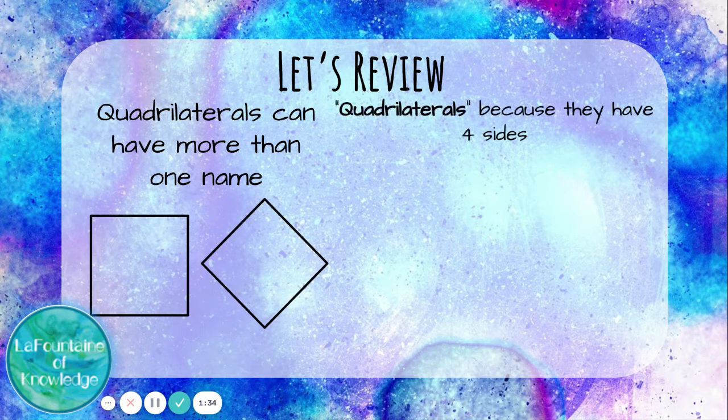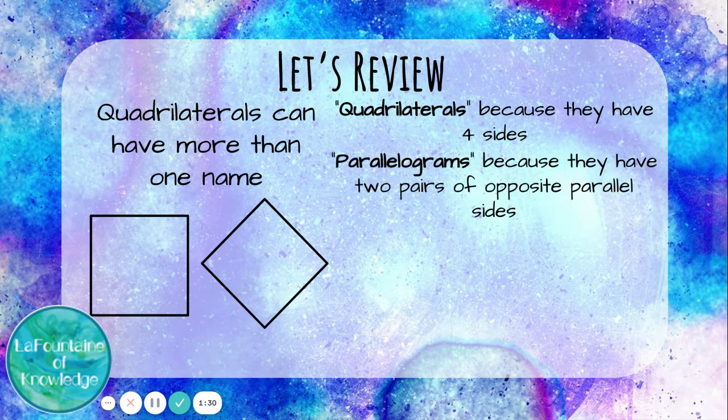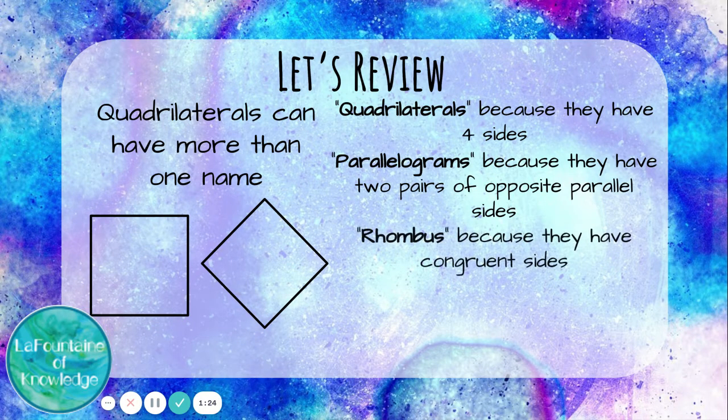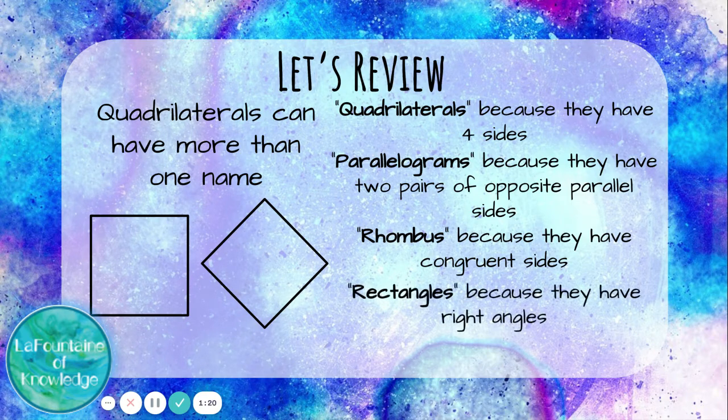And a square is a quadrilateral because it has 4 sides. It's also a parallelogram because it has 2 pairs of opposite parallel sides. It's also a rhombus because it has congruent sides. And it's a rectangle because it has right angles. All of these things together make a square. And all of these shapes can also be called polygons because a polygon is just a closed figure with 3 or more straight sides.